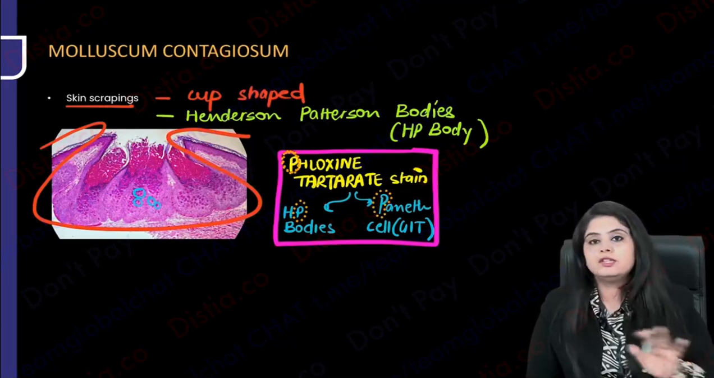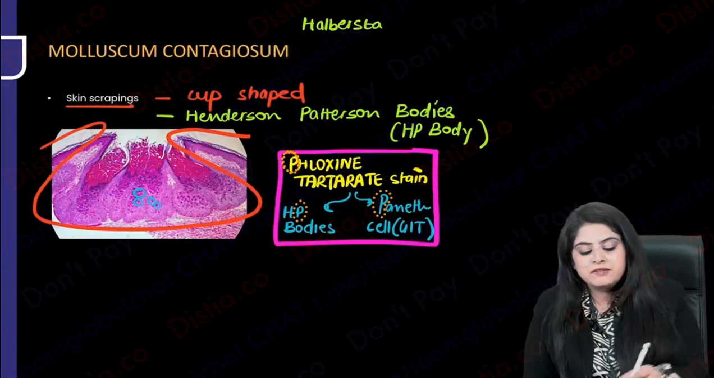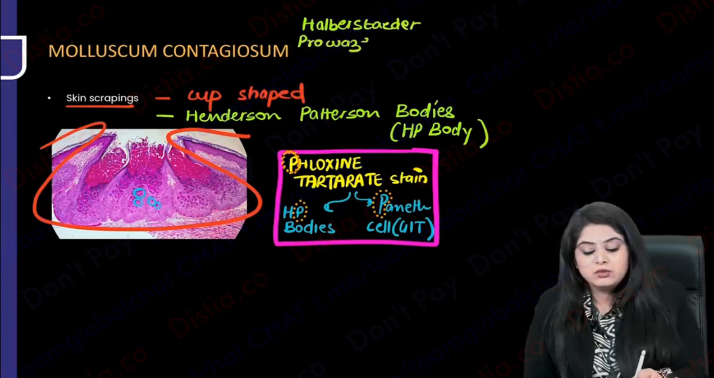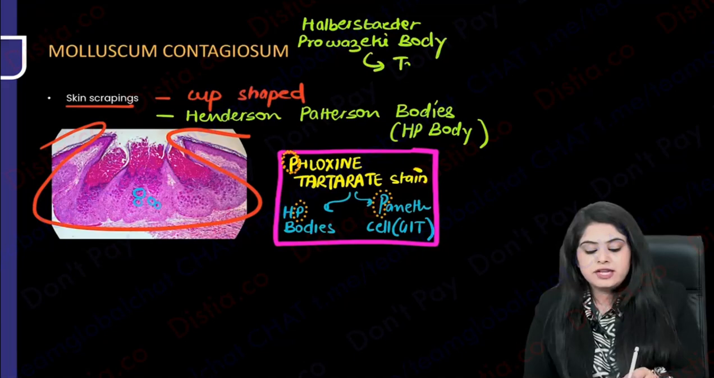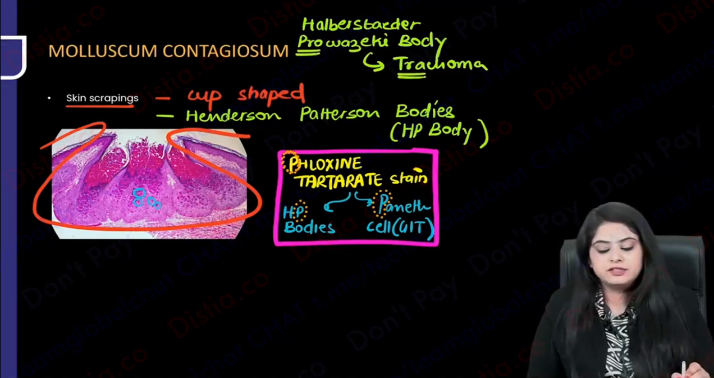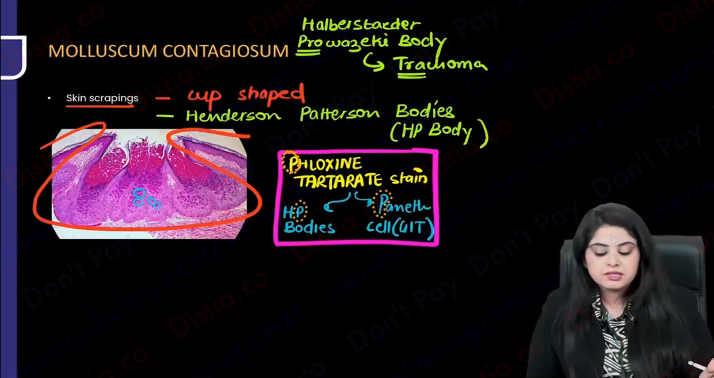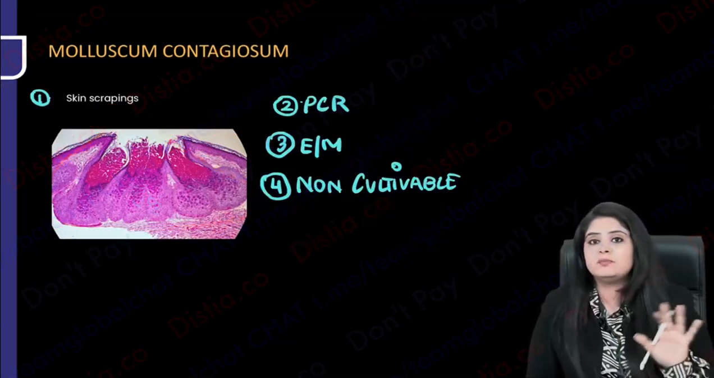Now, this is what you've seen, molluscum is done, but I want all of you to revise: where did you see the Halberstaedter-Prowazek bodies? Where did we see the Halberstaedter-Prowazek? Because guys, that is also abbreviated as HP only, but the disease is totally different. That is seen in trachoma. So remember, the Prowazek body is seen in trachoma, and the Henderson-Patterson bodies are seen in molluscum contagiosum. Those two HPs are different.